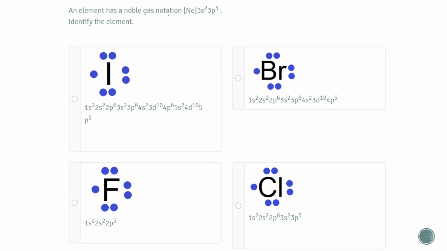An element has a noble gas notation of this. Identify the element. So we already know that. We know it's Cl, right? Because we wrote it just now. So this is neon, okay? And this is the last part of the notation. So of course you know that neon has 10 electrons and here 7. So in total 17, right? And the number of valence electrons in all of them is 7. Okay, so 17 electrons. Which one has 17 electrons here? It is Cl.